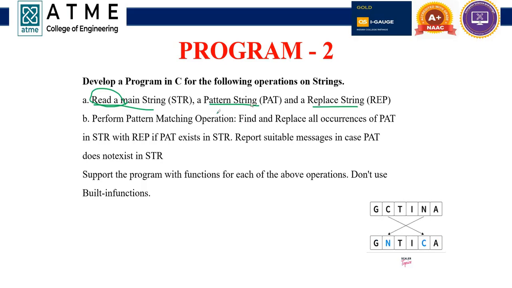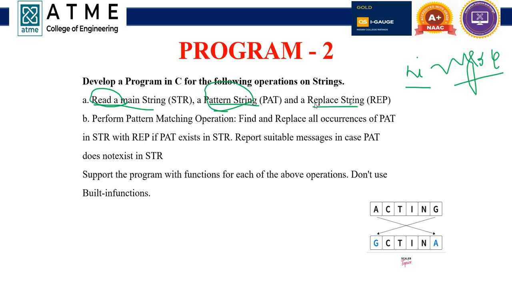The next operation is the pattern operation, or pattern string. A pattern string is nothing but a substring which is present in a main string. For example, Hi Mysore. In this, we can say that Hi is a pattern string of the main string, and then Mysore is also a separate pattern string. So that's known as a pattern string.